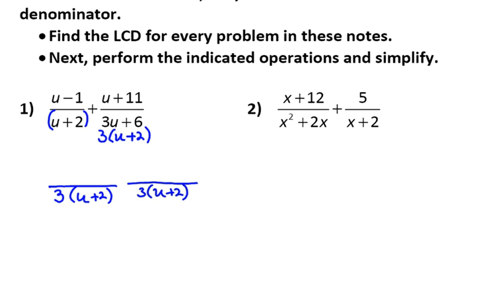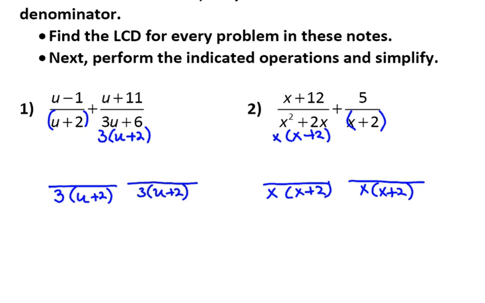Problem 2, we'll factor the denominators, so x and x plus 2. So our new denominator will need to have an x and x plus 2. And in our second one, it also just has that x plus 2. So x times x plus 2 will be our new lowest common denominator.